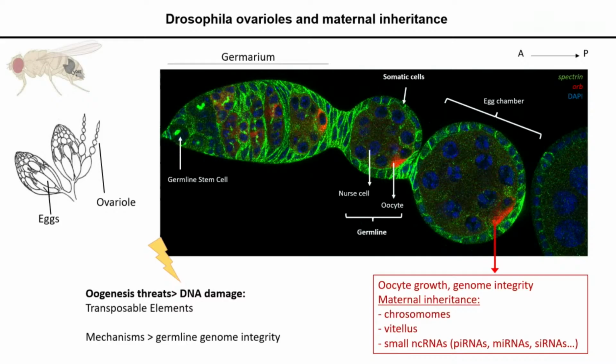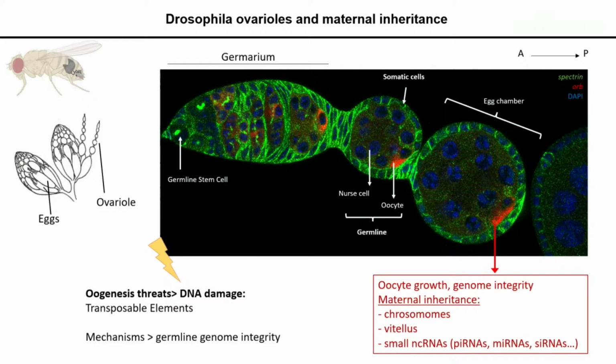When the germline exits the germarium, they will get surrounded by somatic cells to form these beautiful egg chambers that will grow until egg formation. And very importantly, oogenesis can be threatened by many different sources of DNA damage, such as transposable elements. Fortunately, there are many mechanisms that can preserve the germline genome integrity.